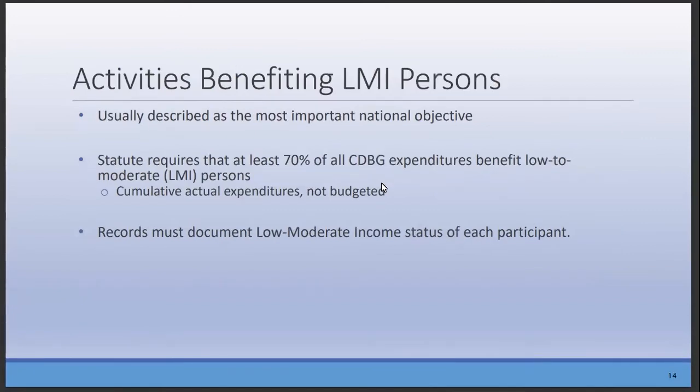Activities benefiting low-mod persons is the most important and most common national objective. As I mentioned before, even HUD statute requires that most expenditures, 70% of them, must benefit low-mod persons. Under this national objective, records must document the low-mod status of each participant.